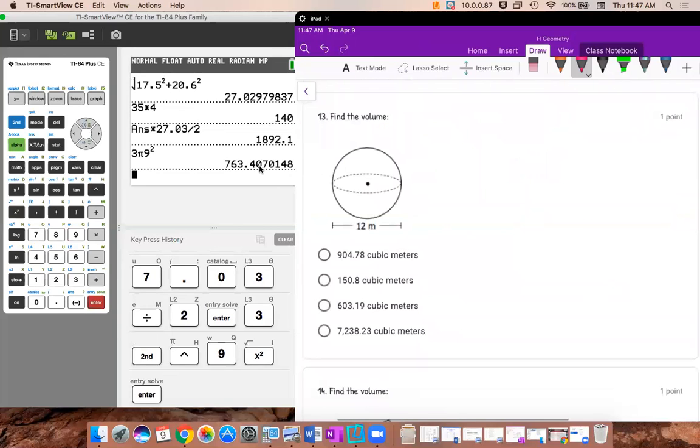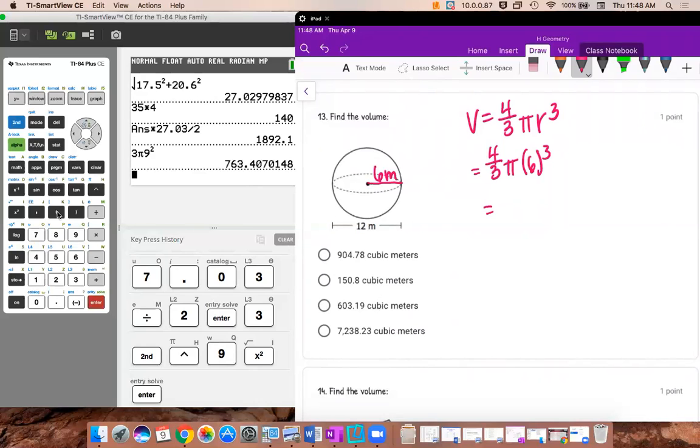Okay, now we want volume of a sphere. So the entire sphere, if we want to find the volume of it, it's 4/3 pi r cubed. Again, all we need is the radius. We have the diameter all the way across the sphere in this one. If we cut that in half, it tells us our radius is going to be 6 meters. And then I just plug it in: 4/3 pi 6 cubed.